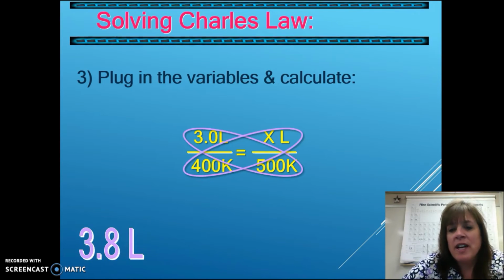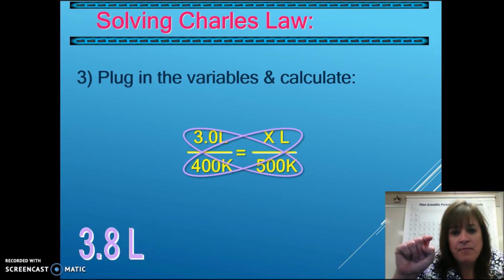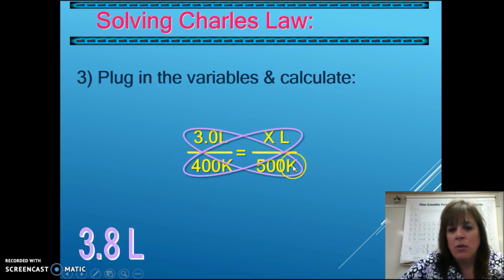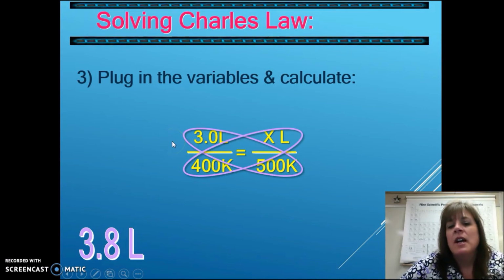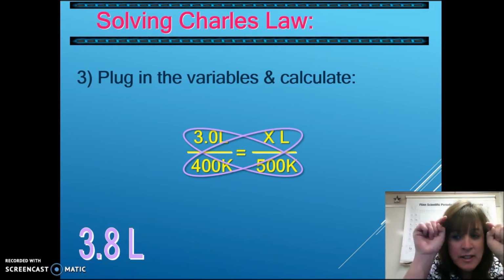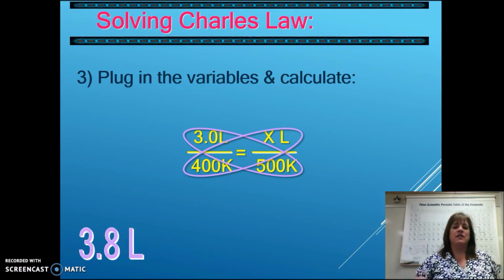If you got 3.8 liters, you did it correct. So remember, divide our volume by our temperature, and then cross multiply. This baby comes up here and multiply by 500 K. Now, check. Do it in Celsius. See if you get 3.8 liters. You will not. Must work in Kelvin.